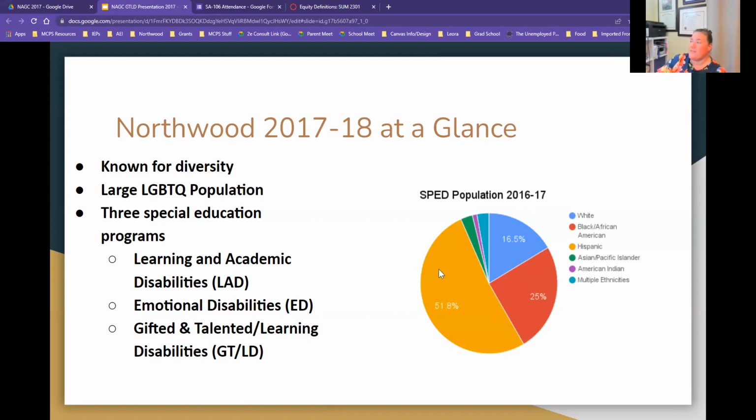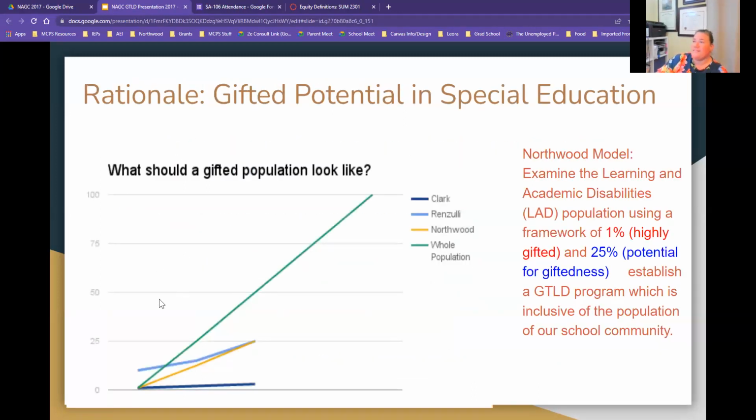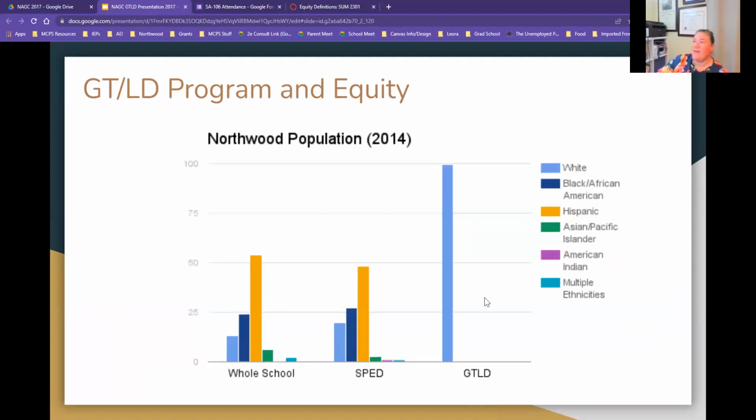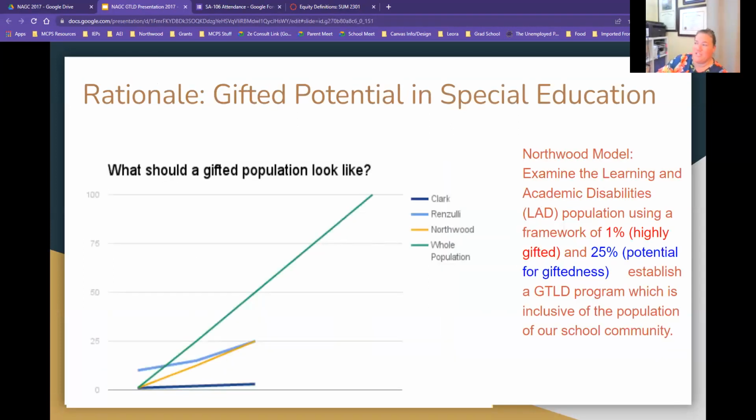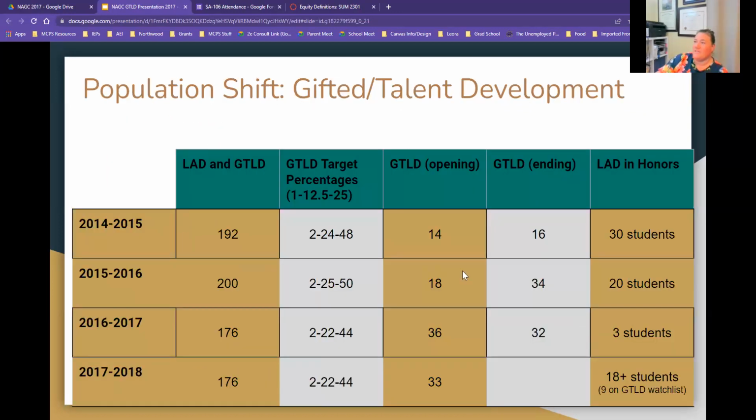So this is the special education population for Northwood in 17-18. This is the whole school, this is special ed, and this is GTLD. So this is kind of what we started talking about. This is that lovely pie chart I showed you guys the other day. I made it, it used to be a line graph. I like the pie chart better. So we just talked about all this.